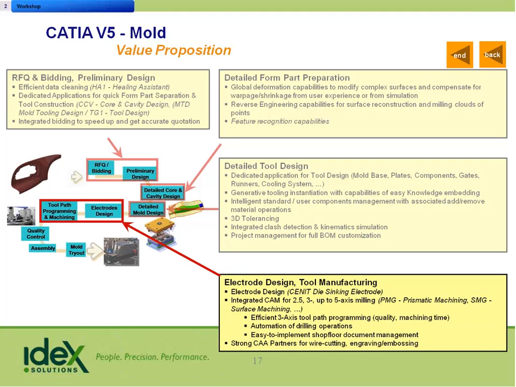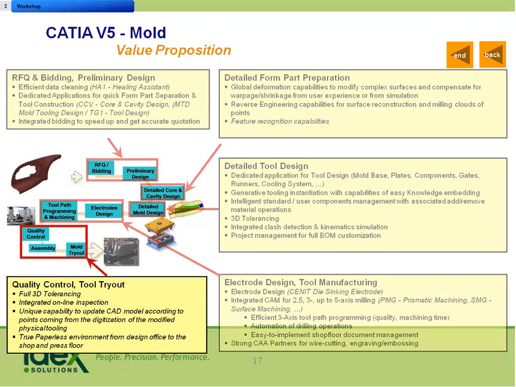We also have the ability to do electrode design inside of this. We have a partnership with Senate to do die sinking, but we also have an integrated electrode methodology inside our tool. It depends on the complexity that you want to get into when you're talking about electrodes, which one we would recommend. And then we also have quality control and tooling tryout. And if you do all your GD&T and all your tolerancing inside of CATIA, you have the ability to actually use that information not only within your drawings, but within your inspection tools.